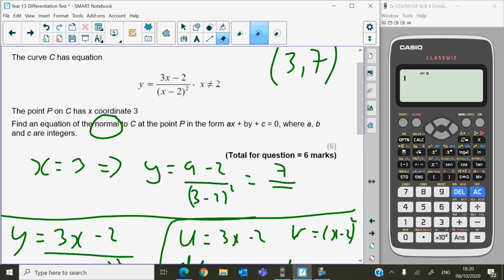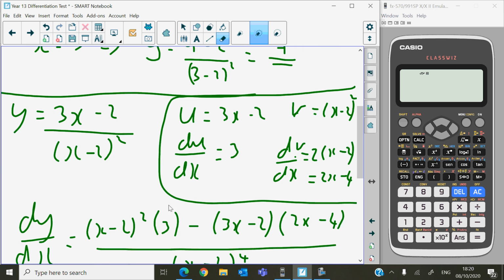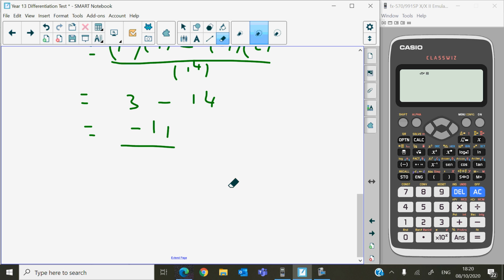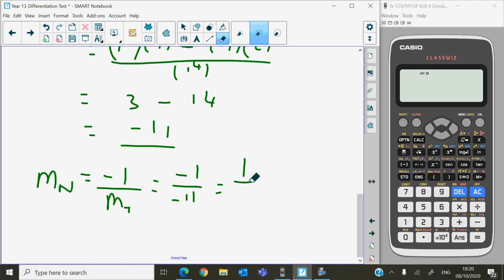This word here, normal, where we've got the tangent. We've got the gradient of the tangent there. So that what we need to do is now change that. And remember, we change to get the gradient of the normal by doing the negative reciprocal because it's perpendicular. The gradient of the normal is minus 1 divided by the gradient of the tangent. So I'm going to have minus 1 divided by minus 11, which will just be 1 over 11. So that's the gradient we're interested in.